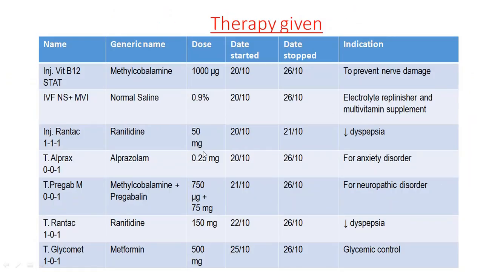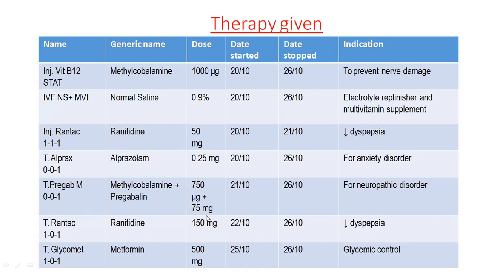The therapy given to the patient was methylcobalamin, normal saline, and ranitidine. Injection ranitidine was given for 2 days to decrease the patient's symptoms of dyspepsia. Alprazolam was given because the patient's sleep was disturbed. Then injection methylcobalamin was changed to tablet for the neuropathic disorder. Tablet ranitidine, from injection it was changed to tablet.